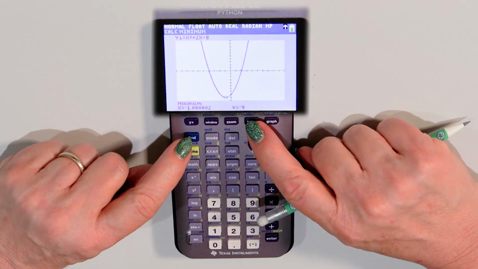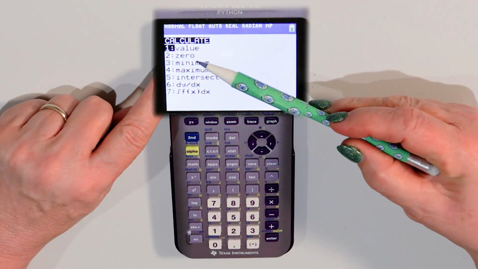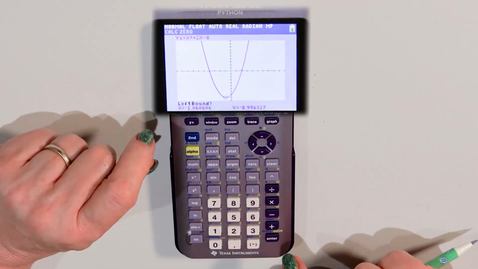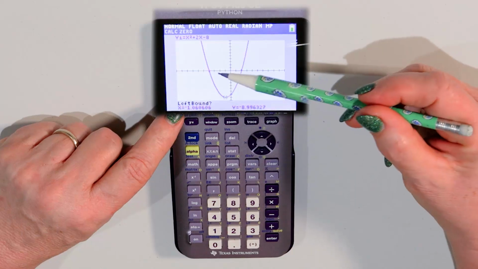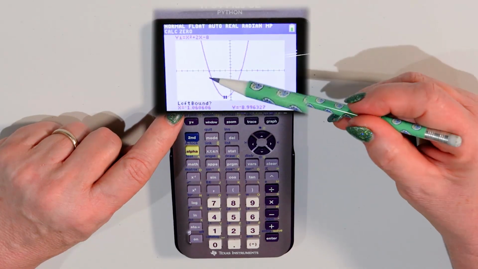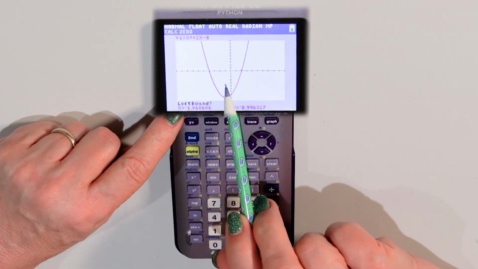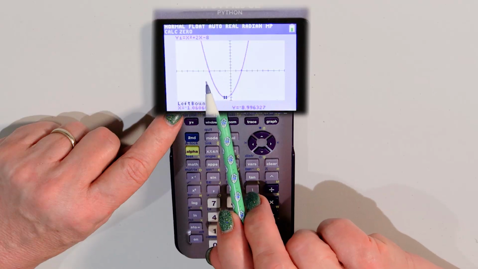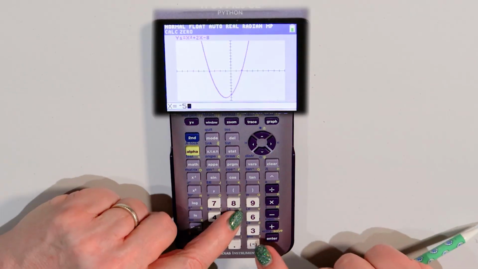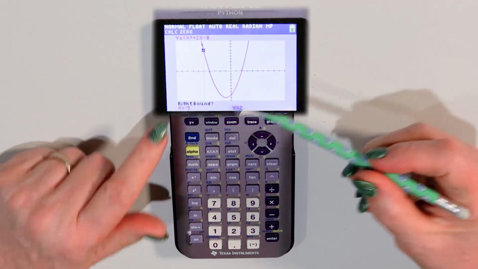So again, we go back to second calc. See where it says number 2 is 0. So we're going to press 2. Now again, it's left bound. You can only find one 0 at a time. So this 0 is approximately at 1, 2, 3, -4. So I'm going to plug in -5. And that was the left bound.